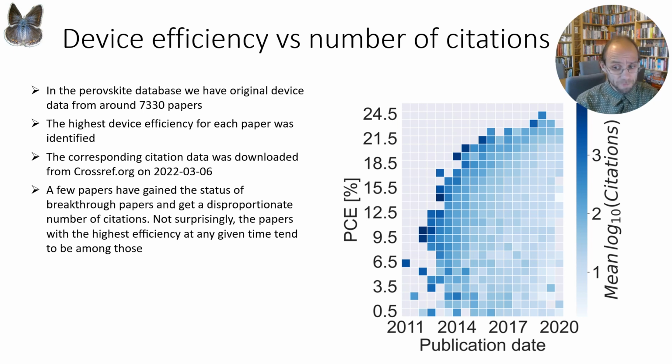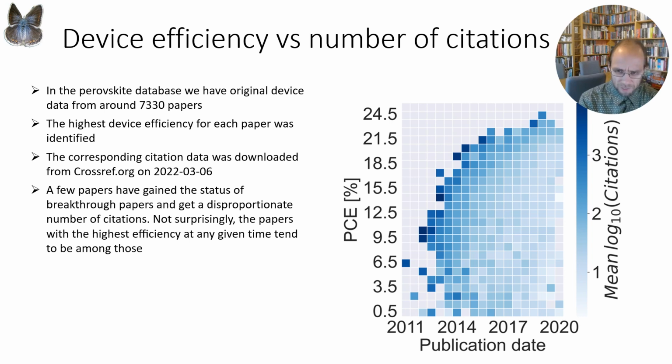It turns out that the perovskite database contains original device data from more than 7,000 papers. And we identified the highest performing device in each of those papers. And then we downloaded the corresponding citation data from Crossref for each of those papers. At first glance, we see that some papers get more citations than others. Some papers gain the status of breakthrough papers. And not surprisingly, papers with the highest efficiencies at any time tend to be among those breakthrough papers.